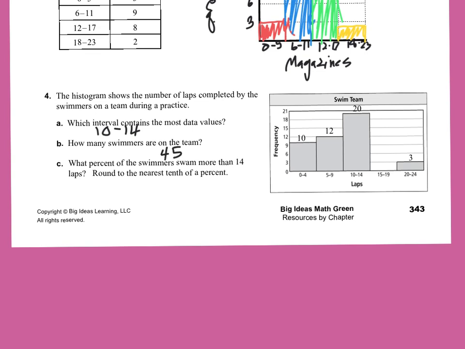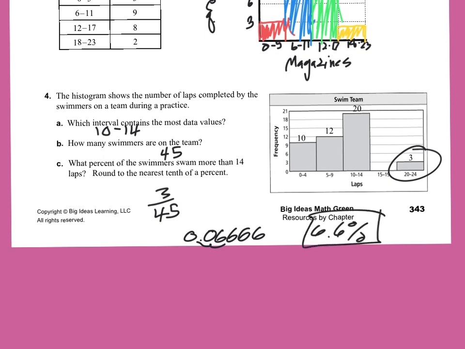All right, on C, it says what percent of the swimmers swam more than 14 laps? Well, we have this group right here. So there's 3 out of the 45 that swam more. Well, how do I change that into a percent? I'm just going to use my calculator and go 3 divided by 45, and I get 0.06666, and it keeps on repeating. Well, all I have to do from here is move this decimal over 2 places, and I got my percent. So it is 6.6%. So there you go. 6.6% of the students swam more than 14 laps.